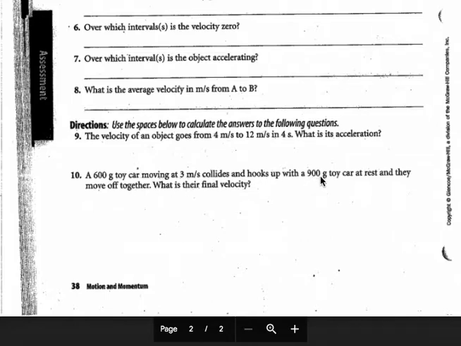It hooks up with a 900-gram toy car that is at rest. That means it's not moving. So you're going to take that 900-gram car and multiply by 0 because it doesn't have any momentum. It's not like you're trying to stop that object. And then you're going to compare this to the final velocity. What we know is that the final velocity times the final mass equals the initial momentum. So in this case, we had 600 times 3 plus 900 times 0. Well, 900 times 0 is 0, and 600 times 3 is 1,800, right?